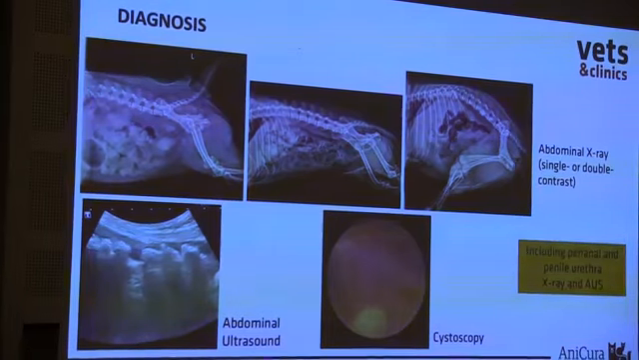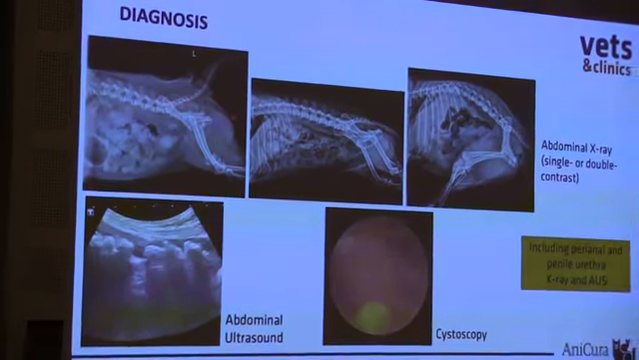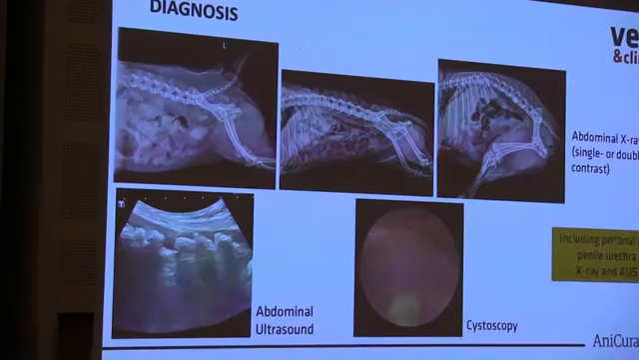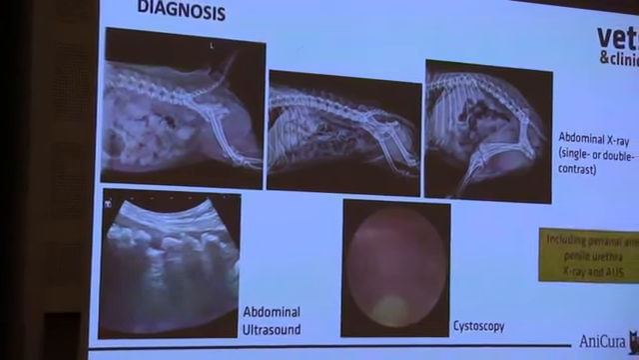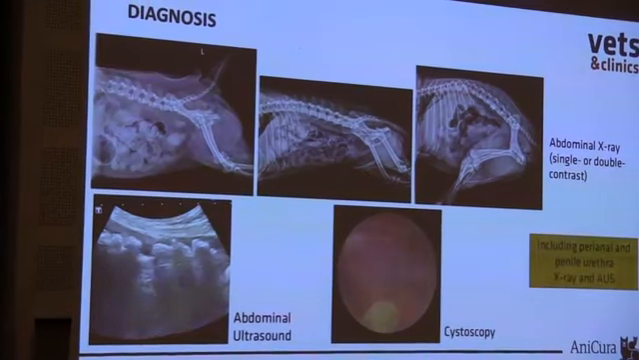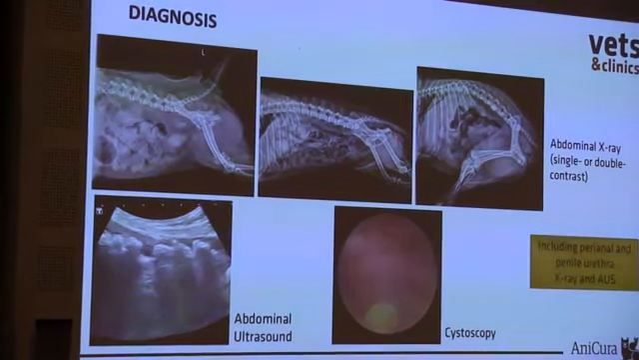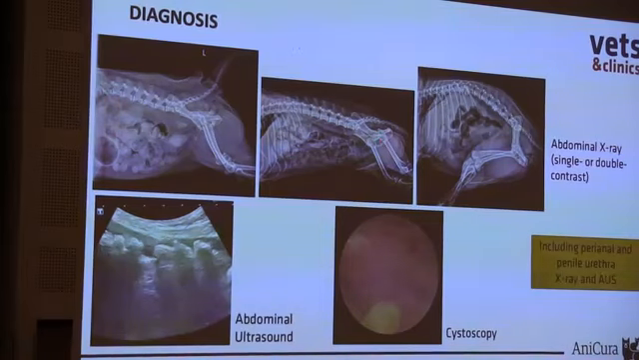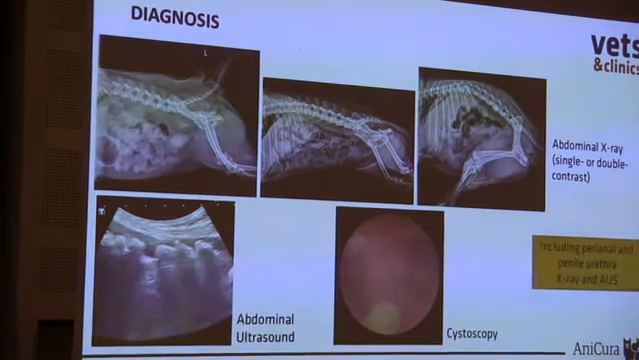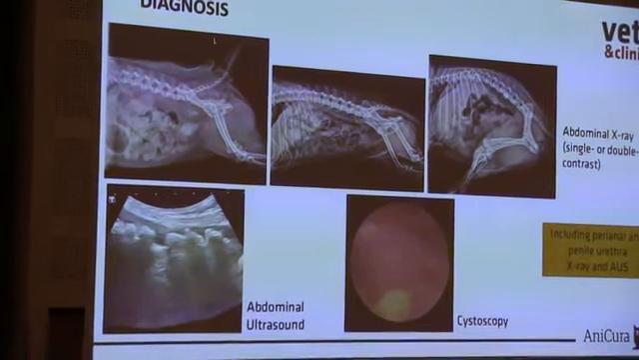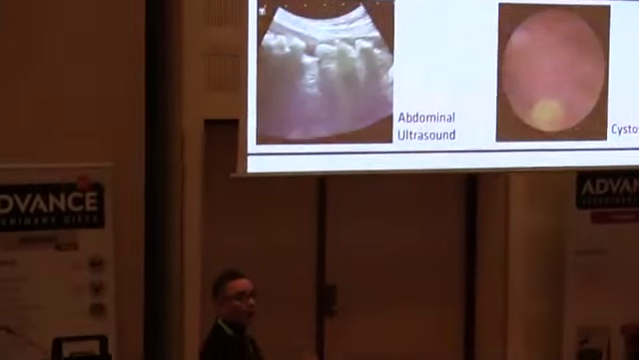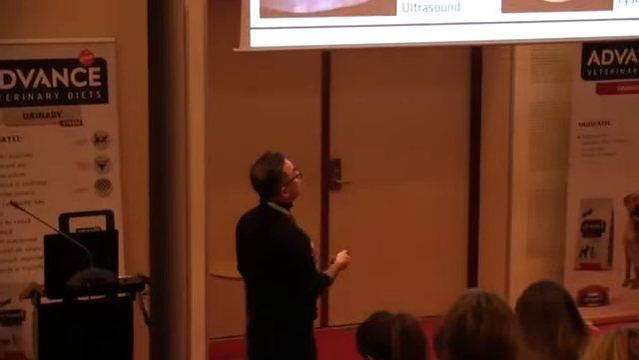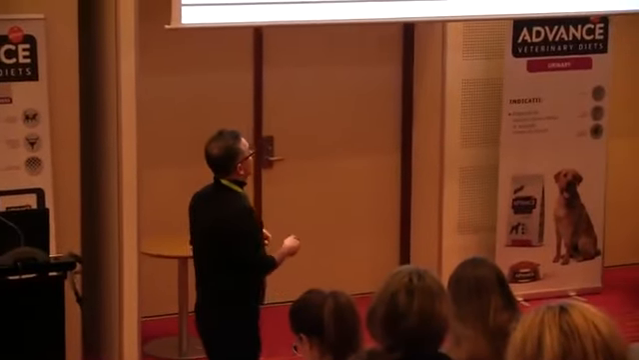And try to include all the urethra, which in this case is a female, that you can see here. If you see any kind of urolith in the urethra, or in male dogs, include the penis and the perineal urethra, because you can find urolites here. And you can move the hind limb forward or backward to take the X-ray.